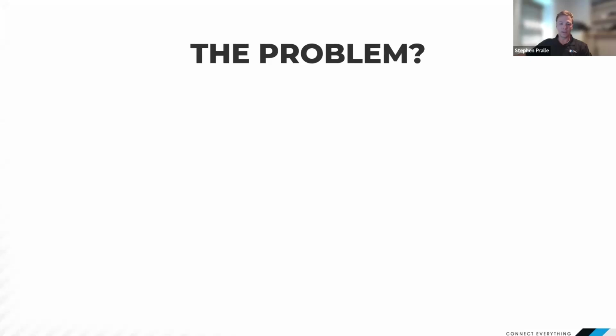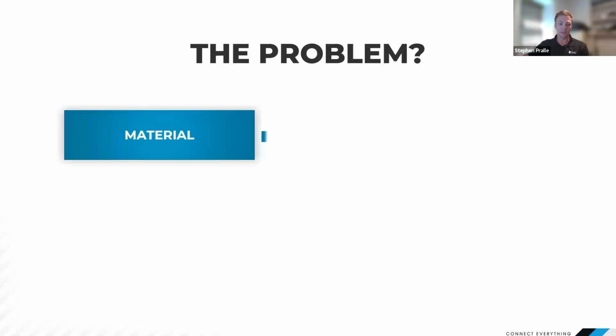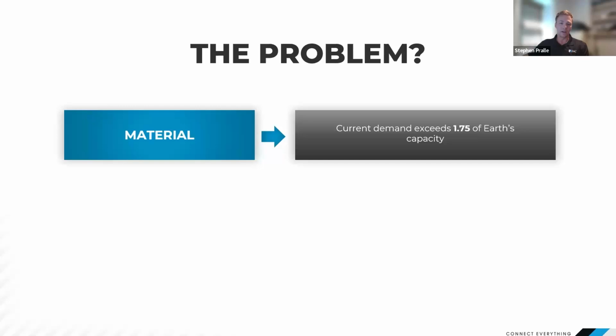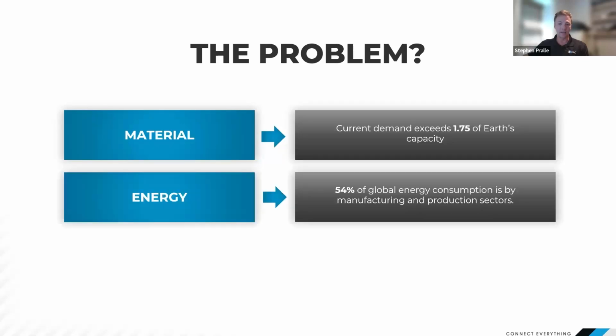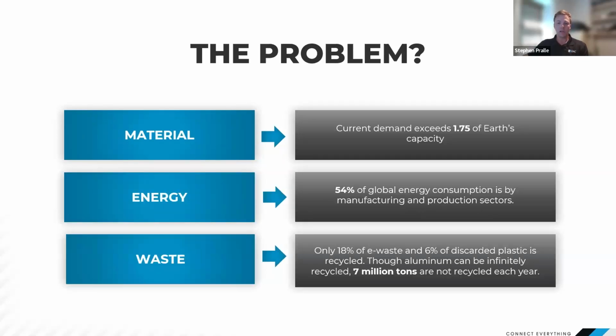In our world today, there is a certain problem in the way that manufacturing companies are handling materials, in the way that they're consuming energy and handling waste. Our demand for material is exceeding the Earth's capacity. More than half of global energy consumption comes from the manufacturing and production sectors. And right now, only a small percentage of that waste and scrap is actually being recycled.